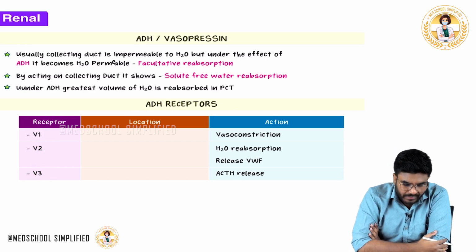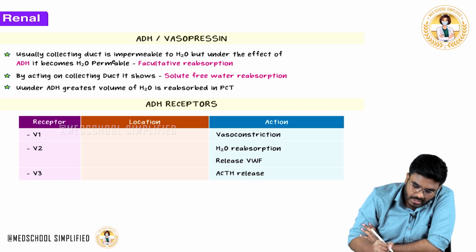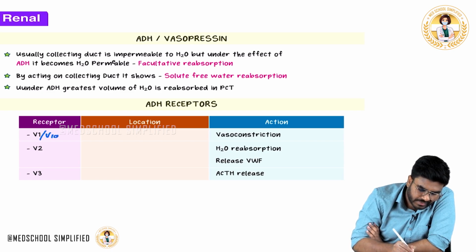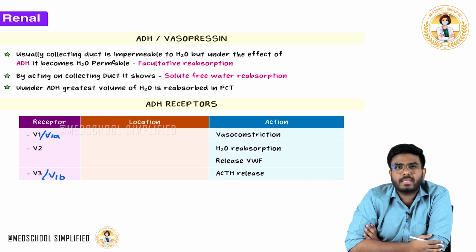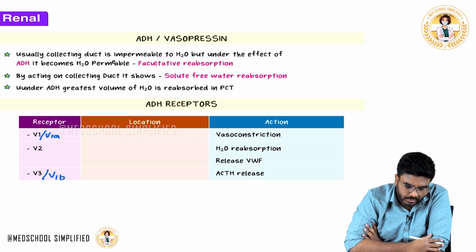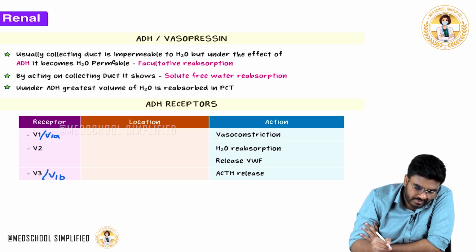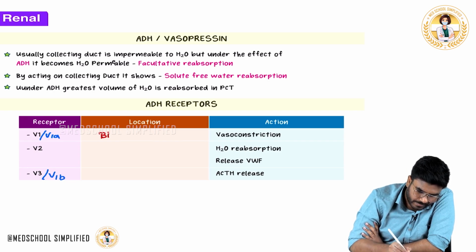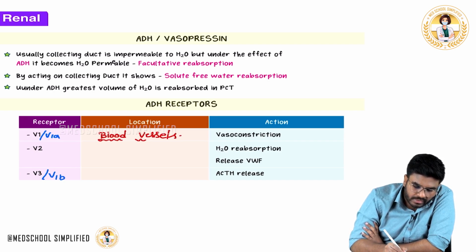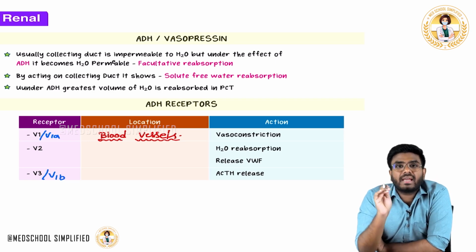Okay, V1, V2 and V3. Now these V1 receptors are also called V1A receptors, and these V3 receptors are also called V1B receptors. Now where exactly are these V1, V2 and V3 receptors present? The V1 receptors are present on the blood vessels. Now this anti-diuretic hormone is coming and acting on the blood vessels.